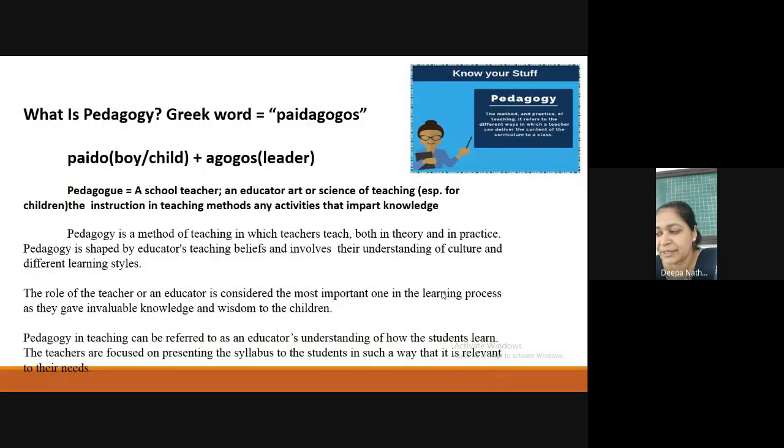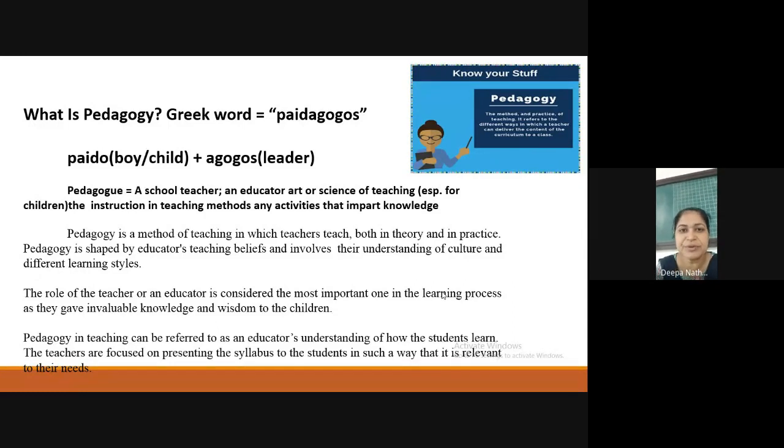Pedagogy in teaching can be referred to as an educator's understanding of how students learn and the different styles in which the teacher presents the syllabus. It is a different way of delivering knowledge to the students. All the children are different at each and every level. Coming down to their level, understanding the class, what you say is a requirement. The teachers deliver the classroom session according to the required need of the students.